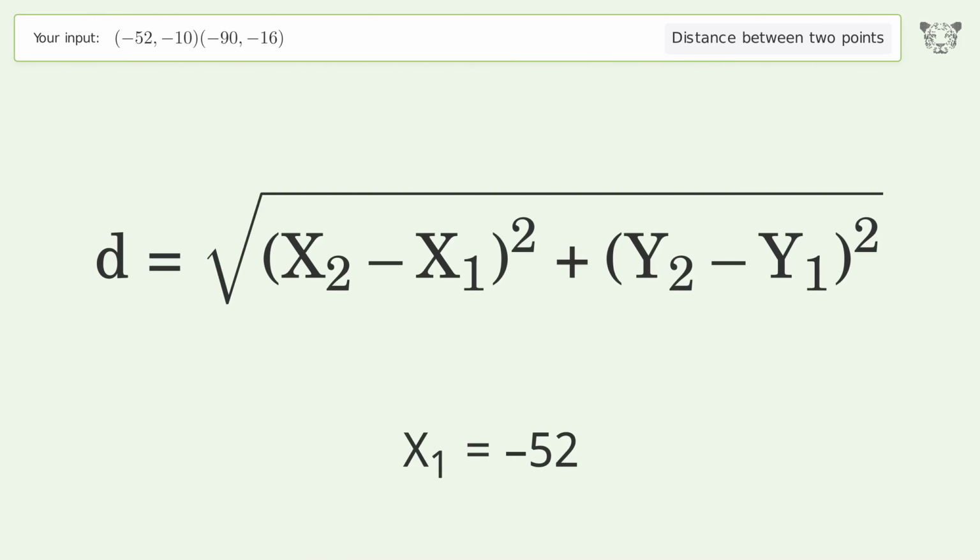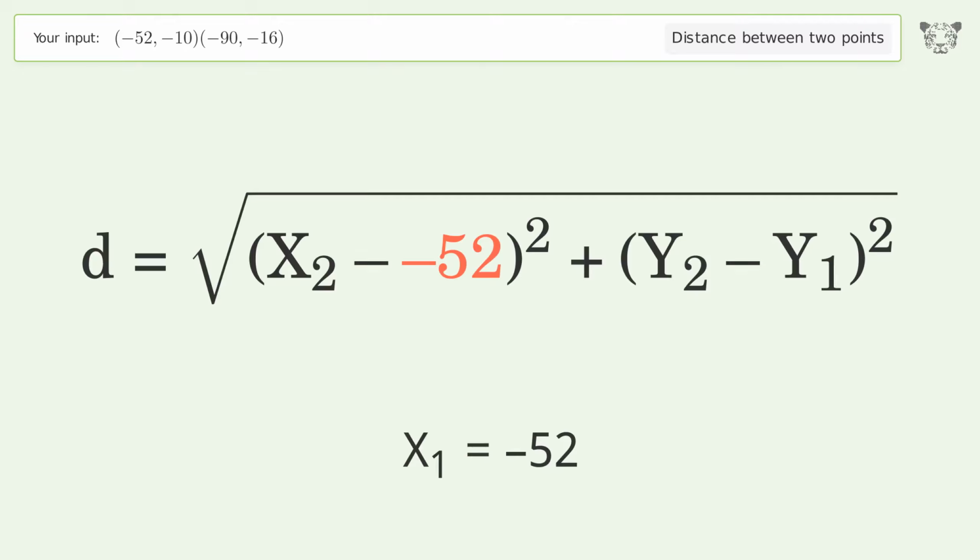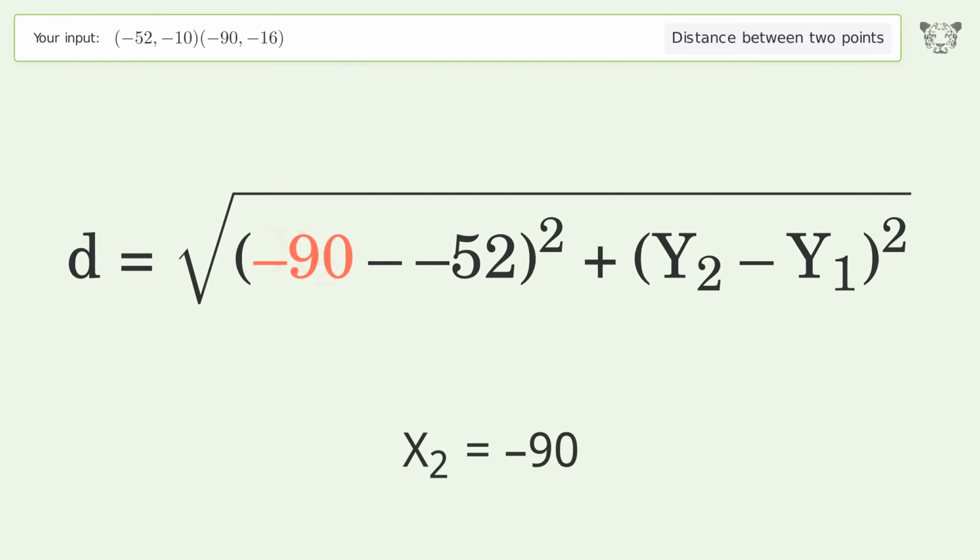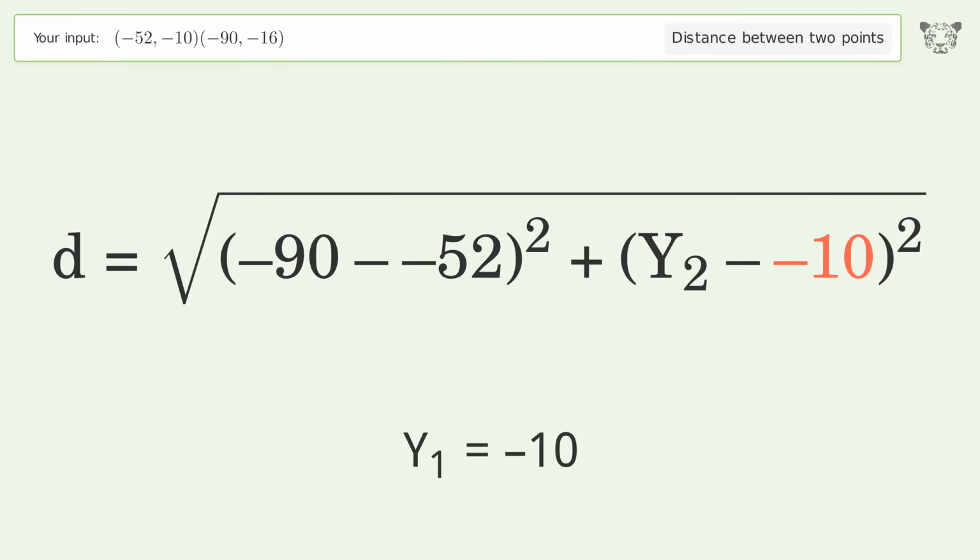x1 equals -52. x2 equals -90. y1 equals -10. y2 equals -16.